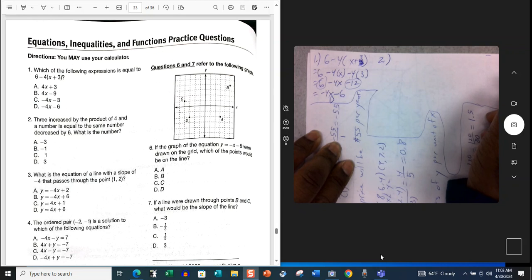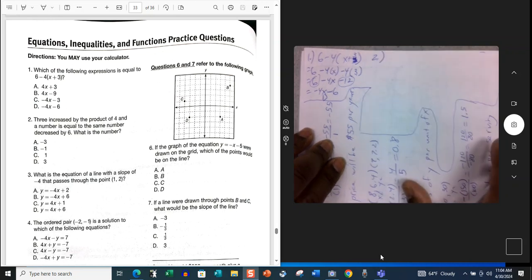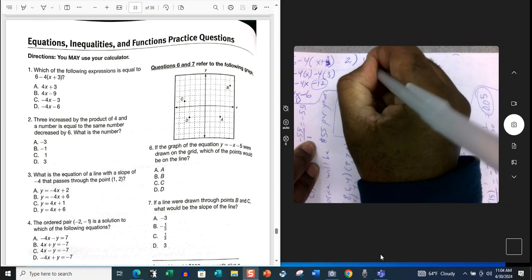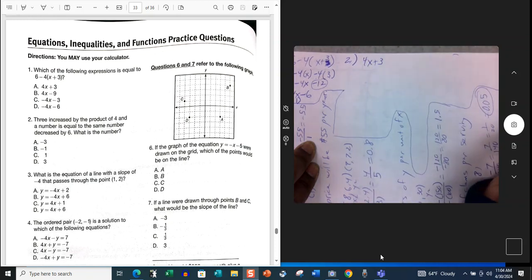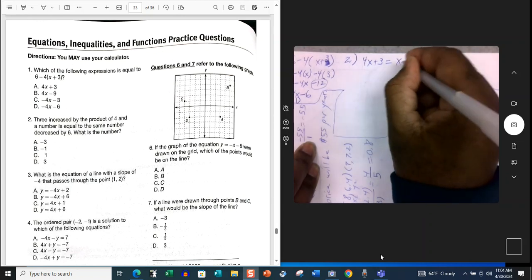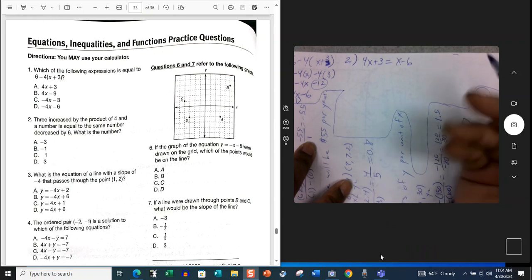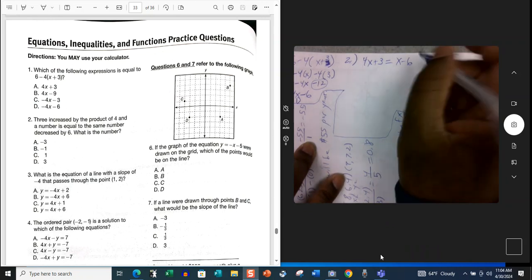It says 3 increased by the product of 4 and a number is equal to the same number decreased by 6. Okay, so 3 increased by the product of 4 and a number, so it'd be 4x plus 3. It says is equal to the same number decreased by 6. So the same number decreased by 6 would be x minus 6, because x is the number. Now they want us to solve for x, because they said, what is the number?